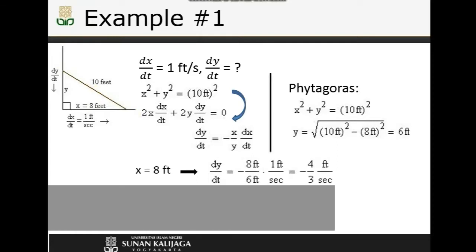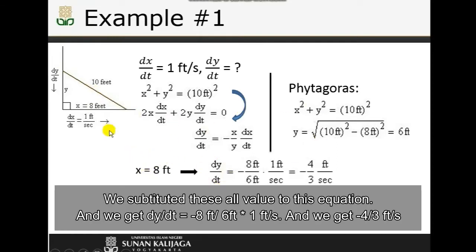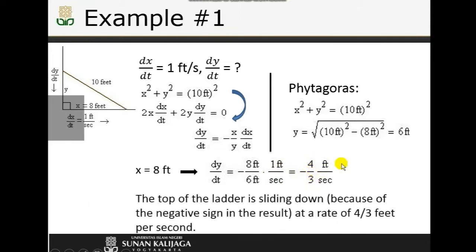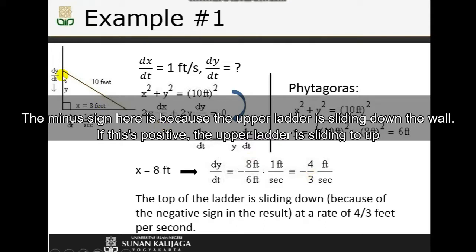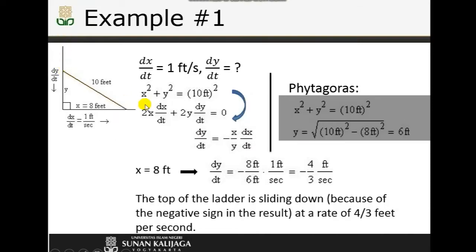Okay, we substitute all these values into this equation, and we get dy over dt equals minus 8 feet over 6 feet times 1 foot per second, and we get minus 4 over 3 feet per second. The minus sign here is just because the top of the ladder is sliding down. If this value is positive, then the top of the ladder is sliding up.